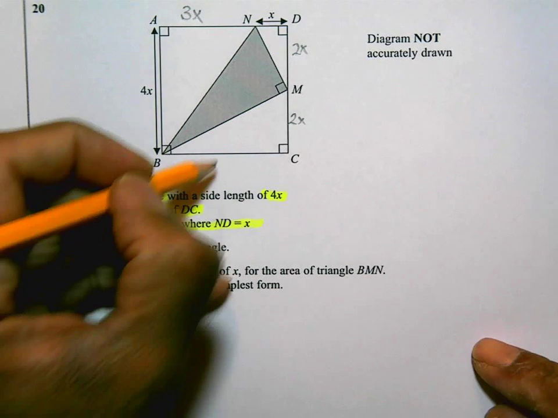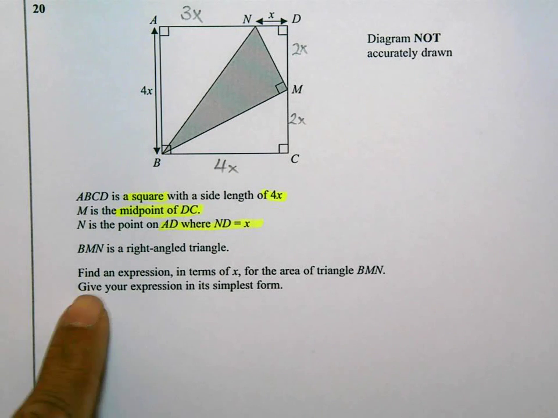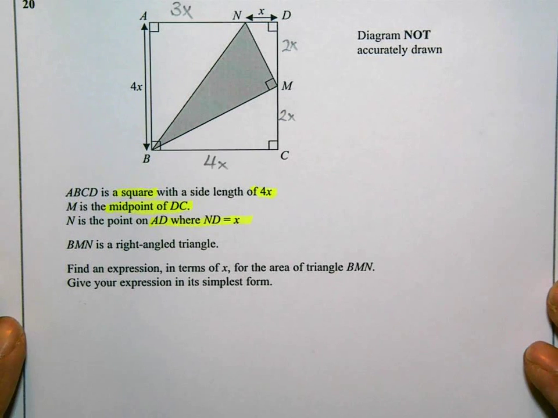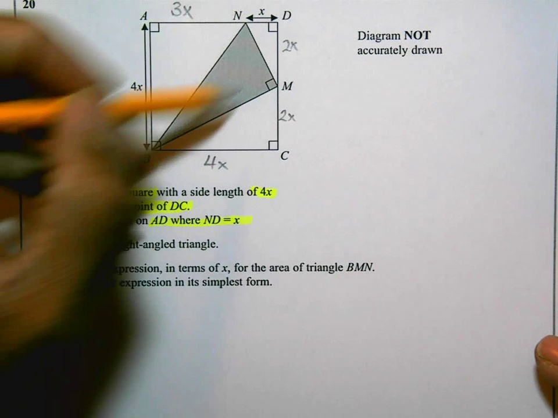I'm going to put this in here as well. That's 4x. The question says, find an expression in terms of x for the area of triangle BMN. And BMN is this gray triangle in here.